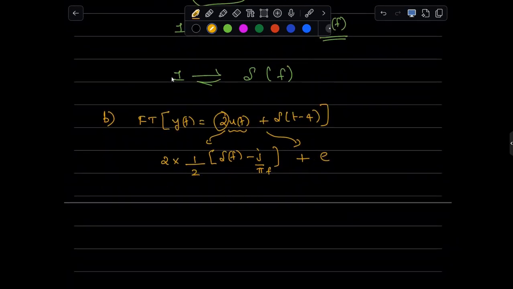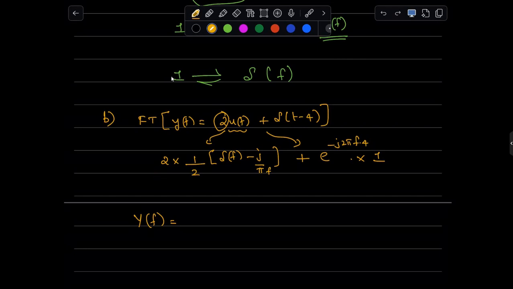So it will become e power minus j 2 pi f into 4, f into tau, into the Fourier transform of delta of t. The Fourier transform of delta of t, you know that it is 1. So I have to write it as 1. So what is the Fourier transform of y of t? I can say it is Y of f. It is equal to, this 2 and 2 will cancel. You see here, 2 and 2 will cancel.